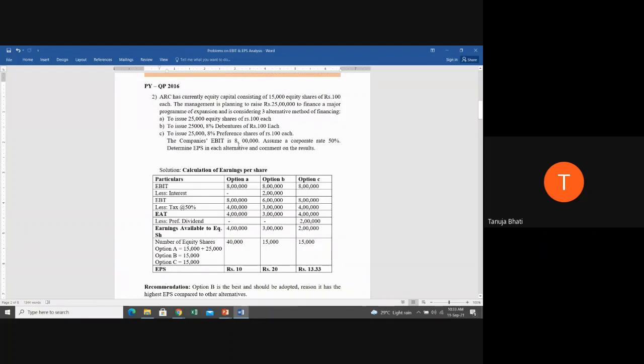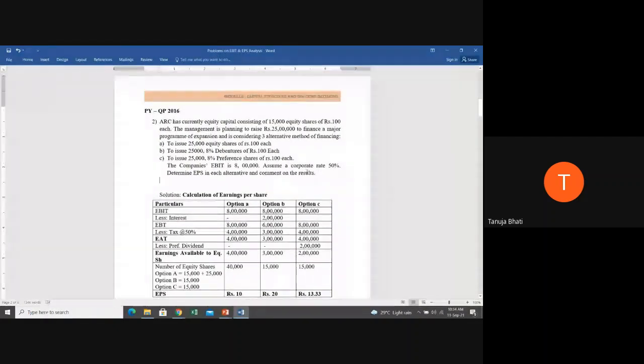The company's EBIT is 8 lakh rupees. The corporate rate of tax is 50%. Determine EPS in each alternative and comment on the result. So students, here what the problem is telling is the company wants to raise 25 lakhs. So it is having three options. Either raise the complete 25 lakhs through equity shares. Option B, raise the complete 25 lakhs through issuing debentures. Or option C, raise the complete 25 lakhs by issuing the preference shares.